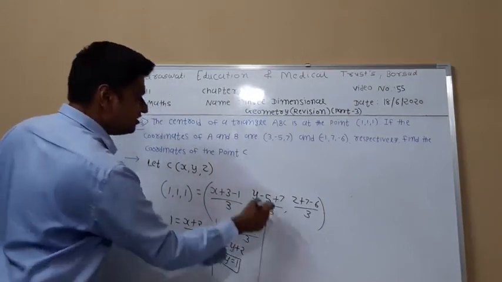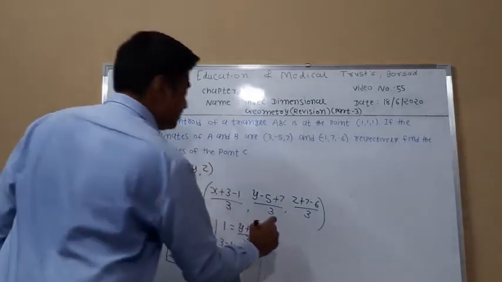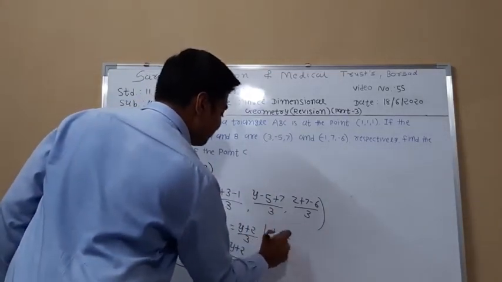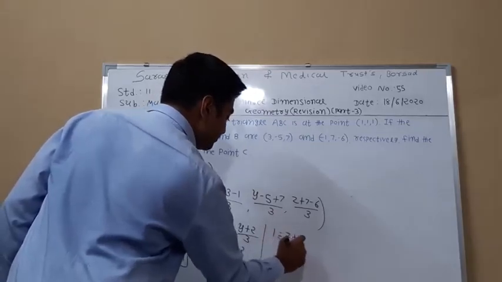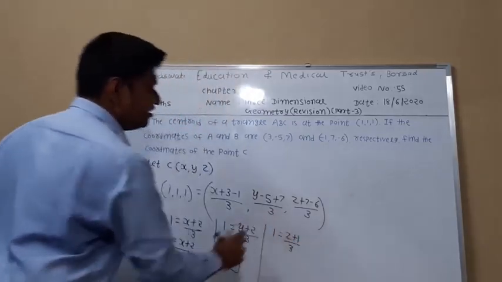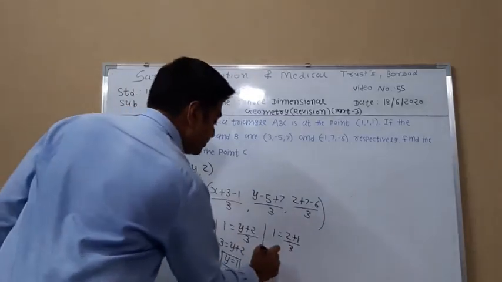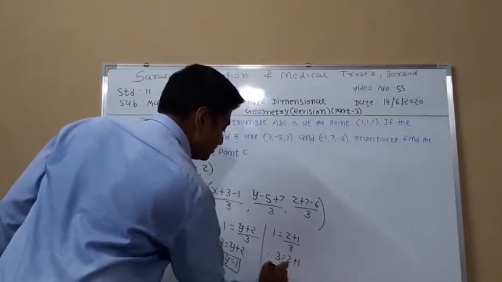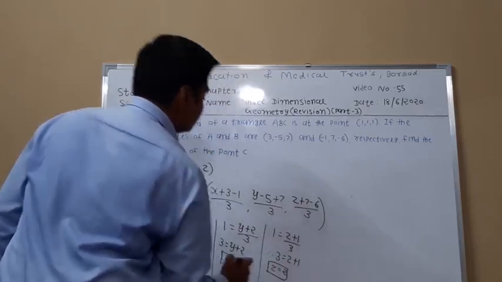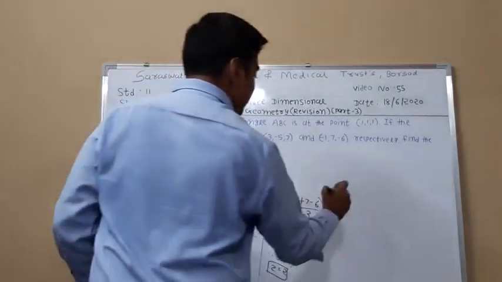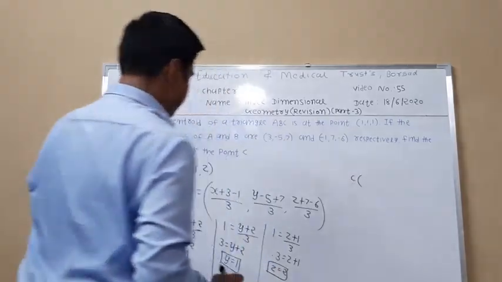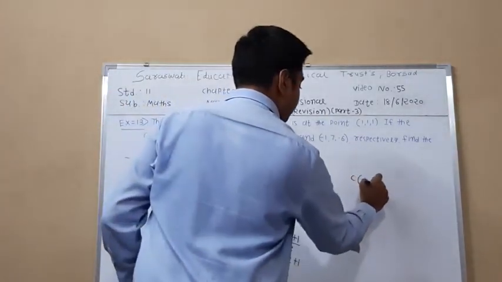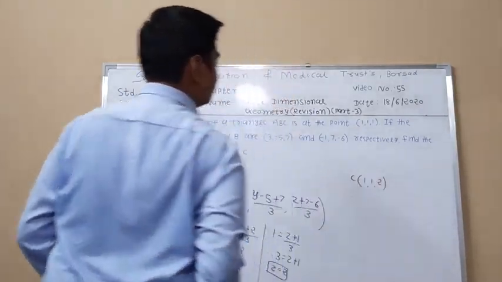Same way in the third case, 1 is equal to (z plus 1) divided by 3. 3 multiplied by 1, so 3 is equal to z plus 1, z is equal to 2. So here we get C coordinate (x, y, z), that means (1, 1, 2). So here we can write (1, 1, 2). Clear?